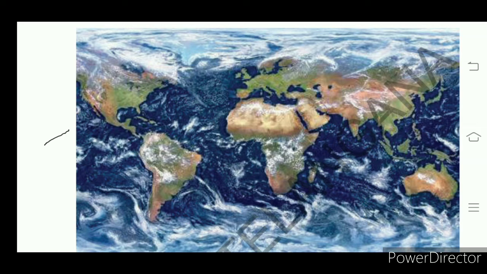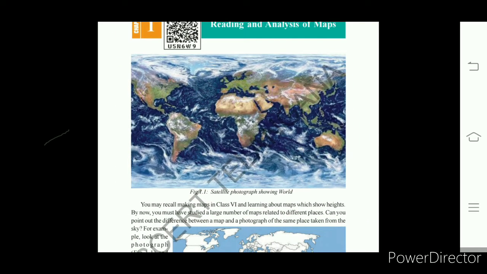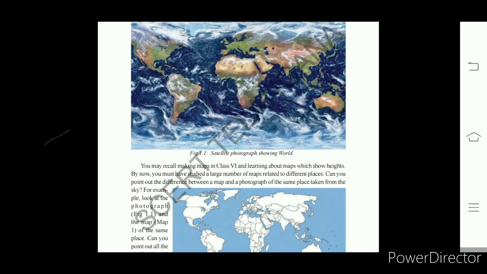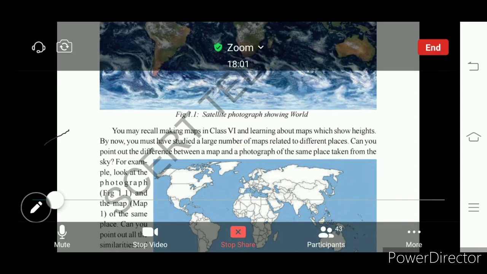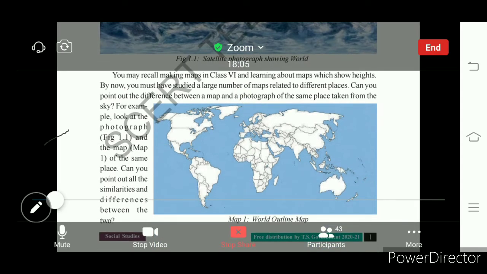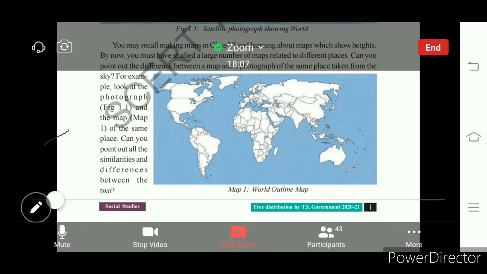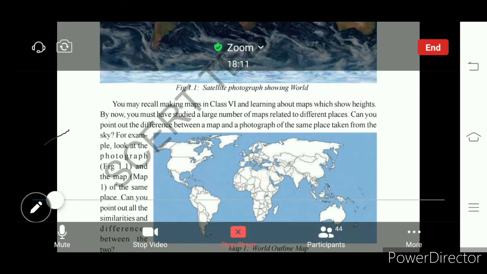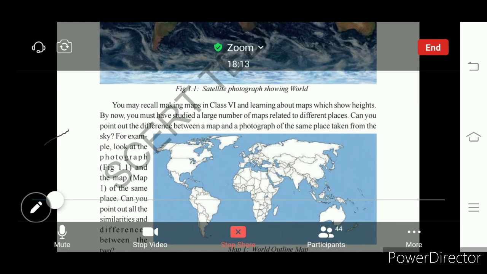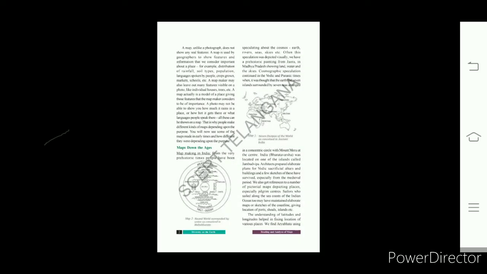Both photograph and map show the same thing, right? But the photograph doesn't show the required things for us. The map shows the required things for us. Understand? Let us see maps down the ages. How were the maps? How did they prepare maps?